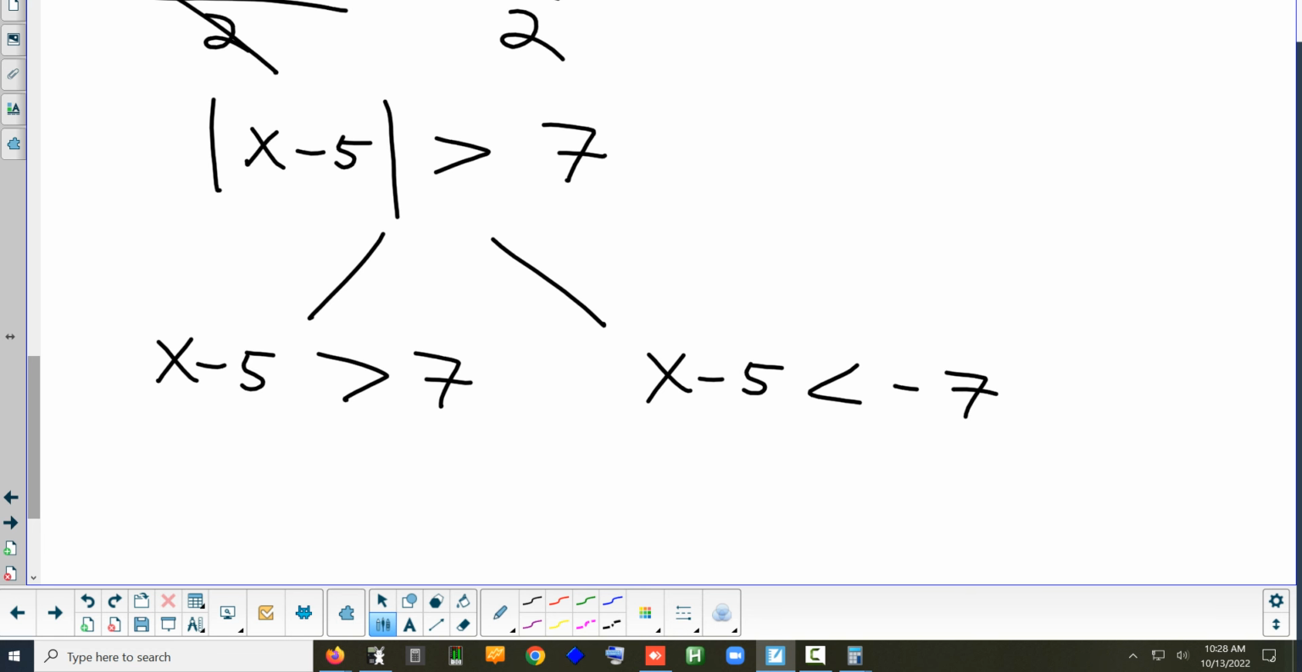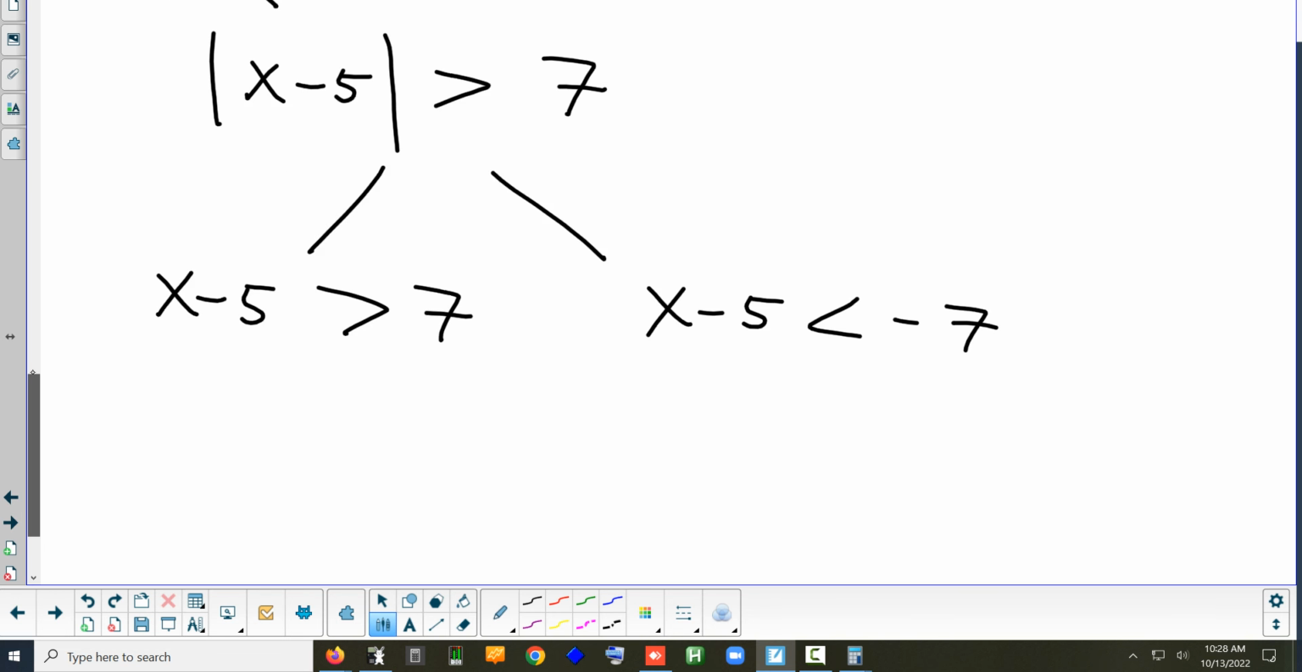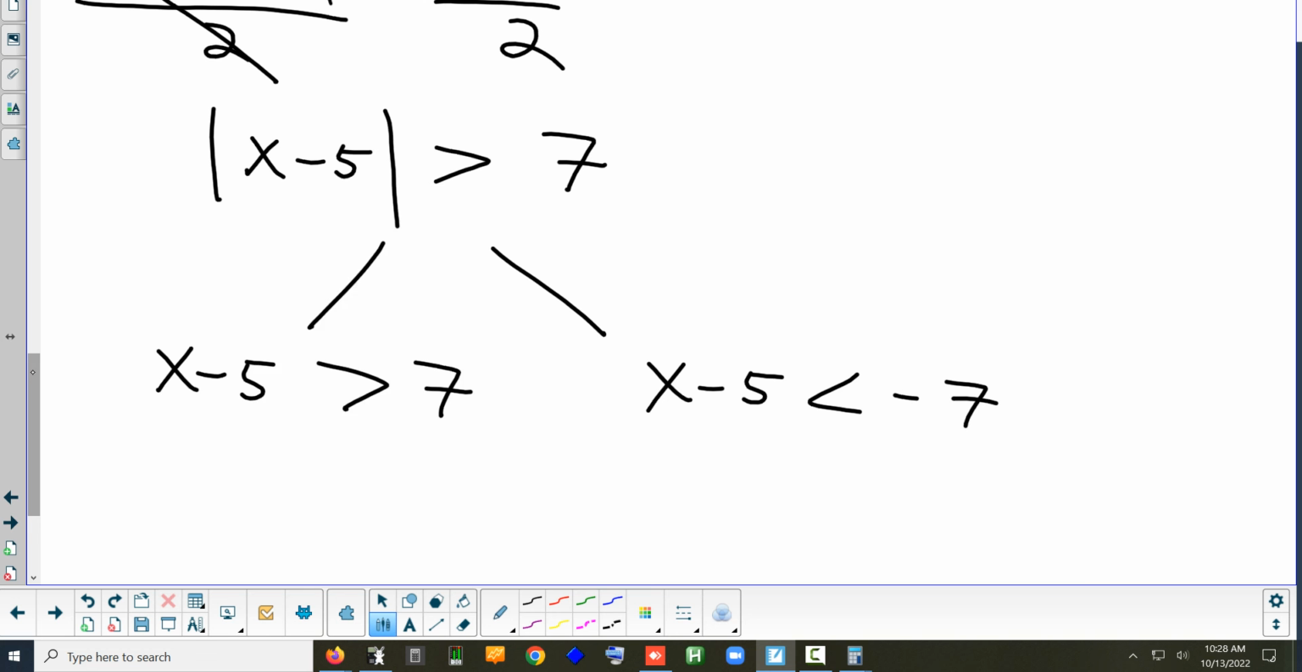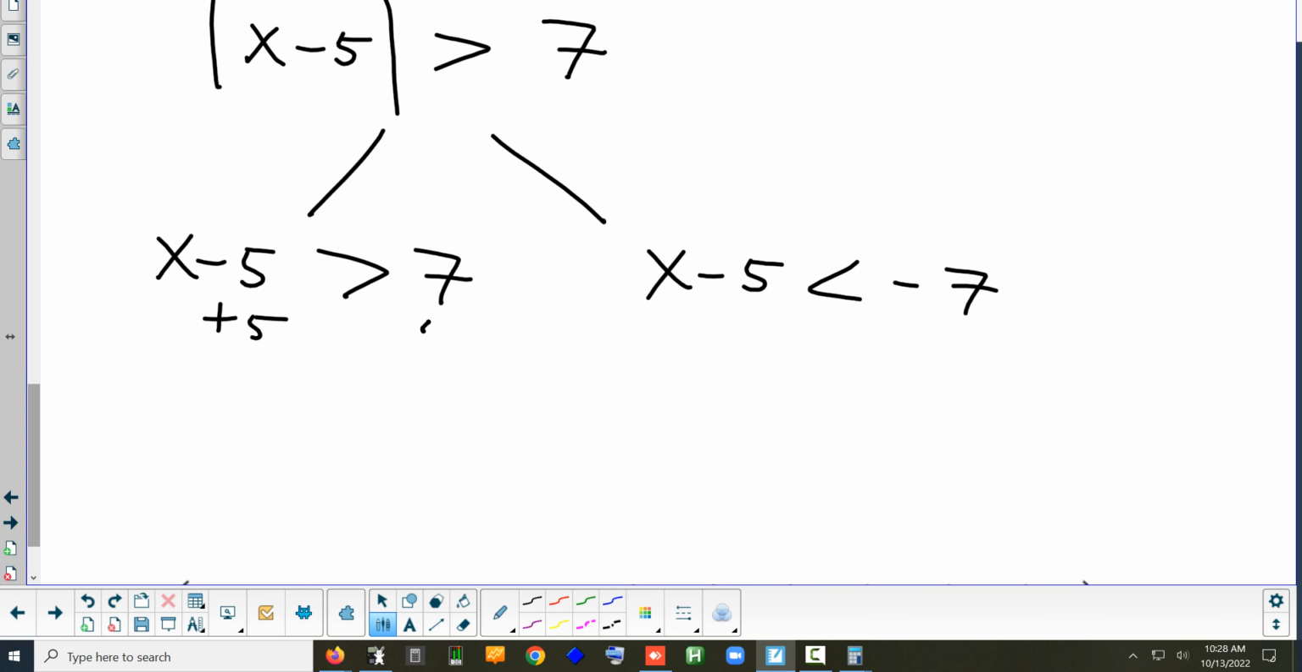Perfect. So she split it, and she flipped it, and made that other number negative. Now, because we only had an x inside, this one's going to be pretty quick to solve. Just add 5 on both sides. And I get x is greater than 7 plus 5 gives me, how much? Yep, 12. Good.